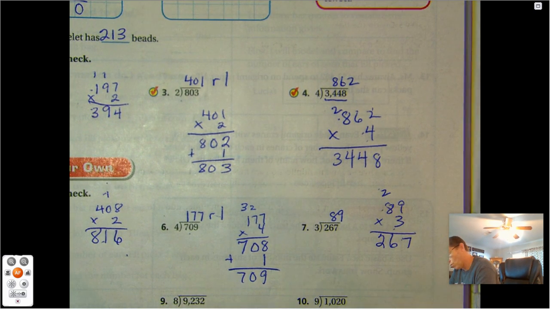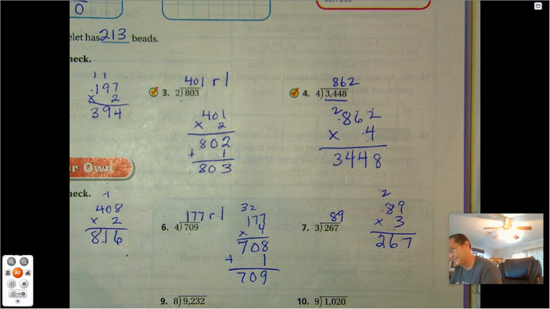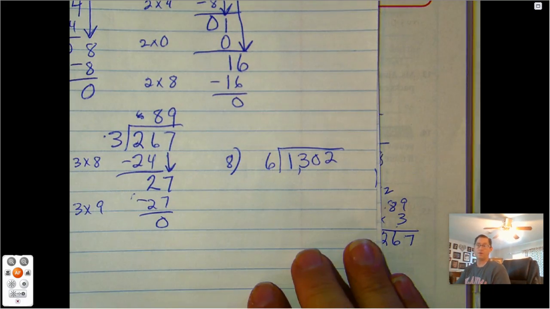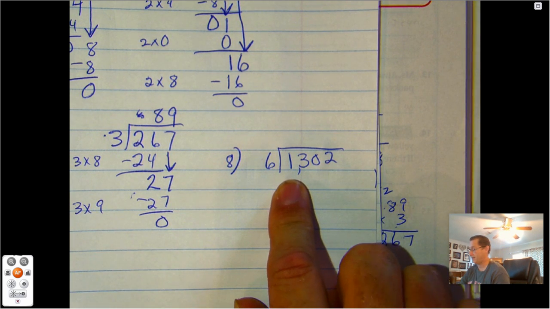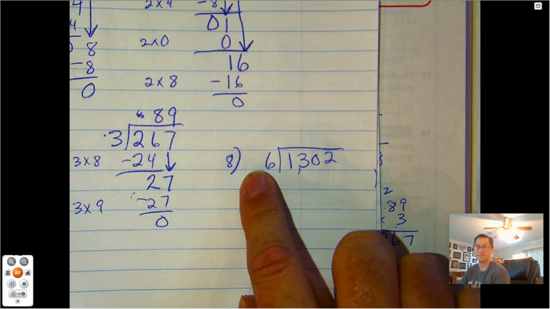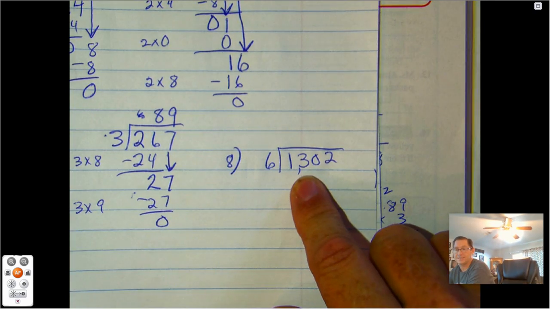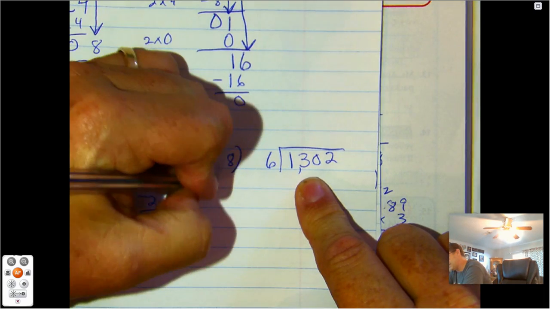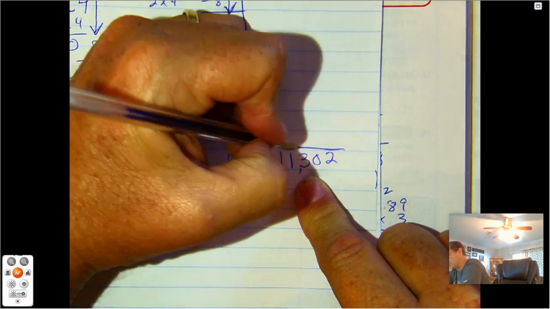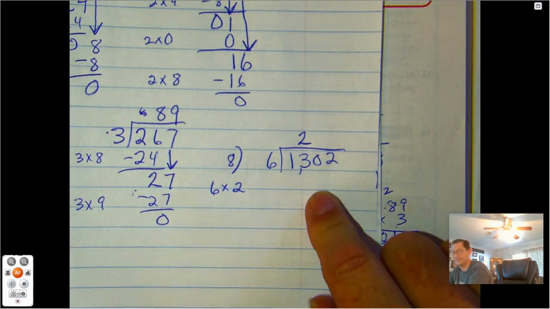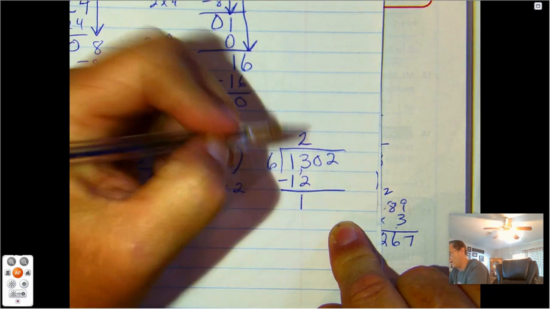1,302 divided by 6. All right, so I can't place anything in thousands because I can't share 1,000 equally into 6 groups. So we're going to go straight to 1,300s. 6 times what is close to 13? 2. So 200s. 6 times 200 is 1,200. Subtract, we get 100 left.